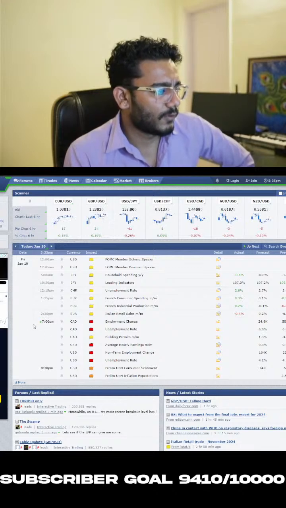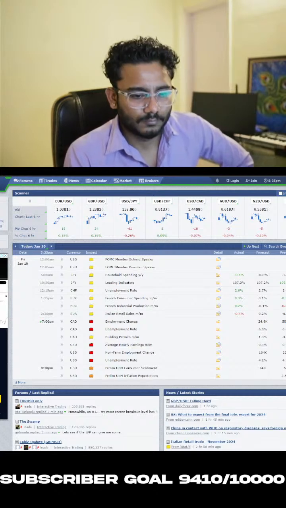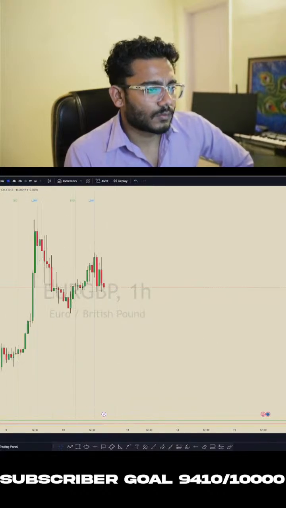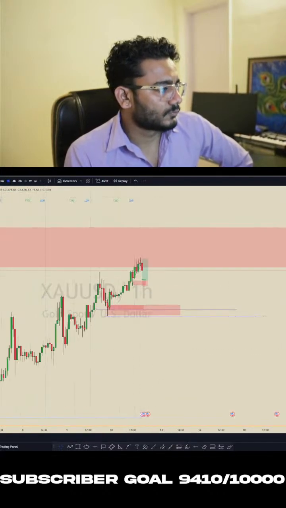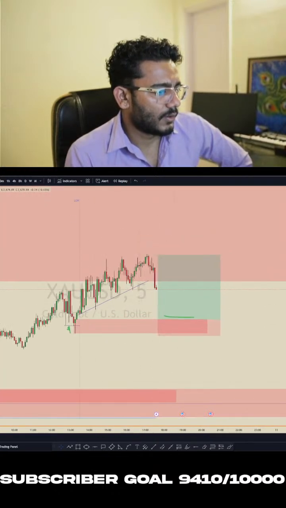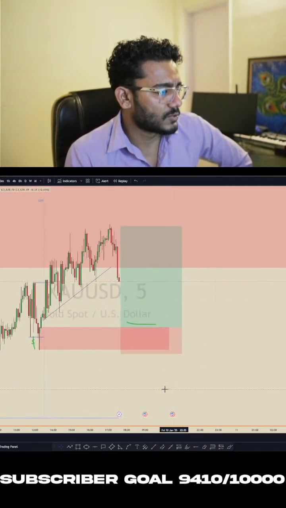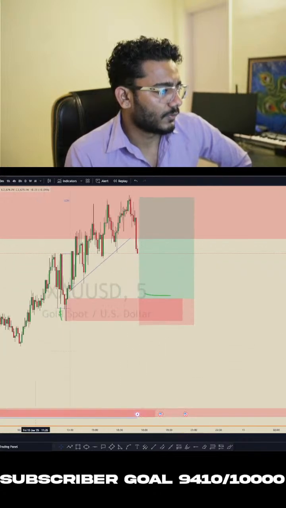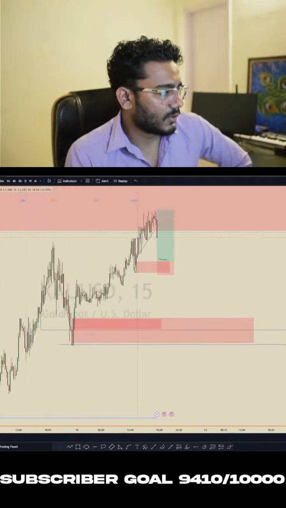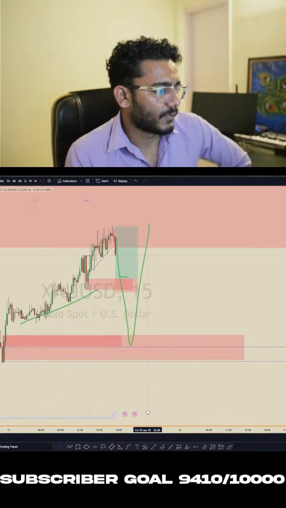We have news at 7 on CAD and USD. Before that, we want to see this move happening. It will happen before this news. If price is in news, it can sweep all this liquidity and then it can continue to the upside. I think so.